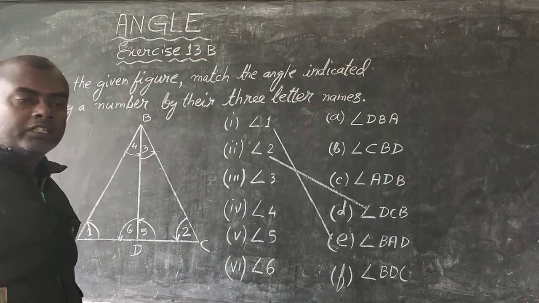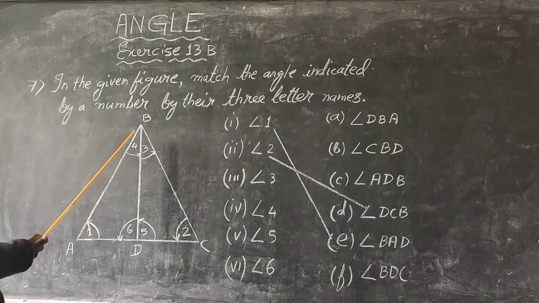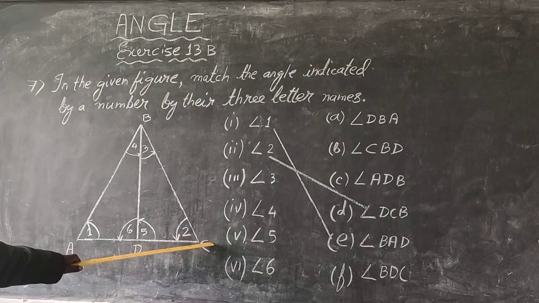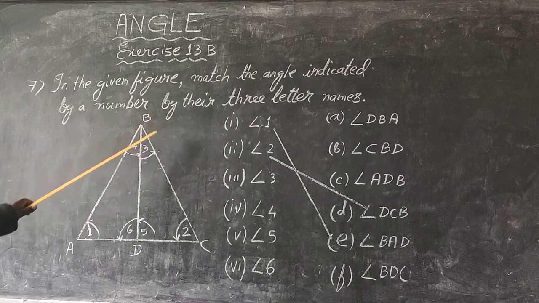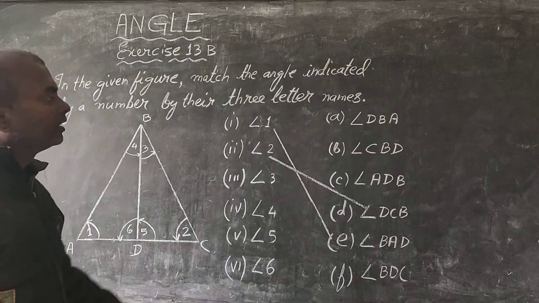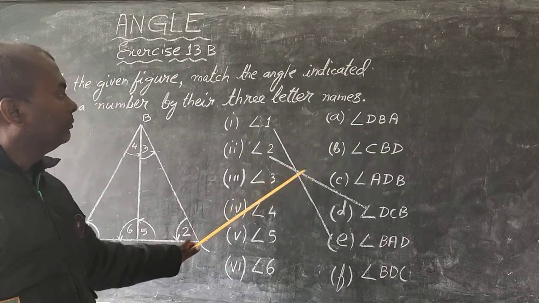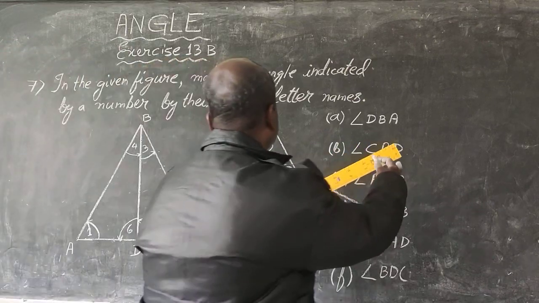Next, let us look at where is angle 3. Here is angle 3. The 3-letter name of this angle will be CDB or DBC. Let us see which is given. CBD is given. So angle 3 will match with angle CBD.